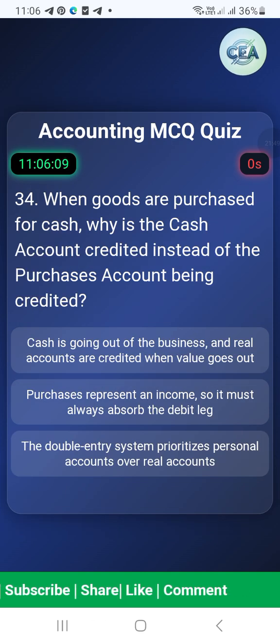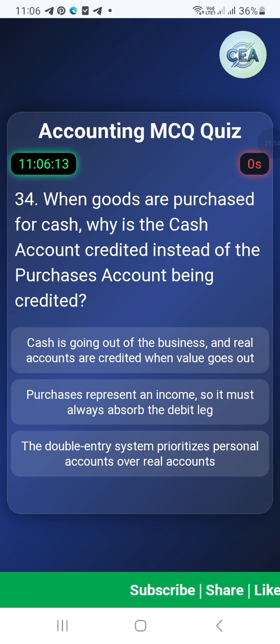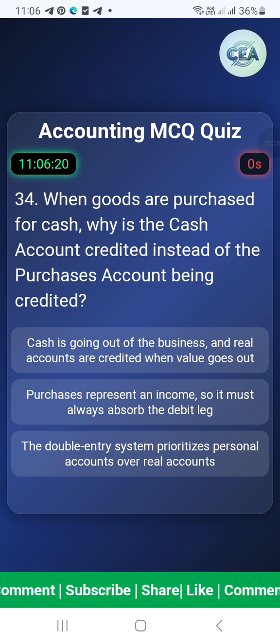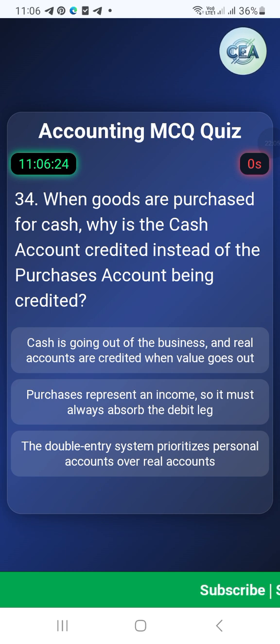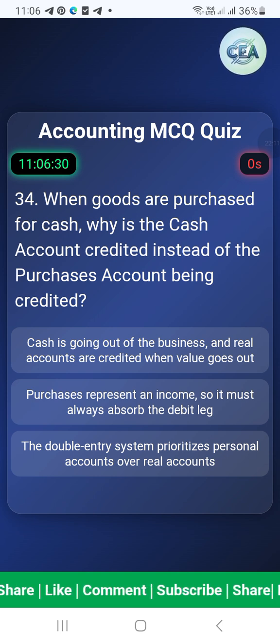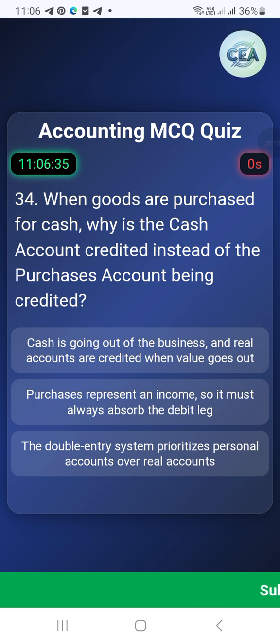34. When goods are purchased for cash, why is the cash account credited instead of the purchases account being credited? Option 1. Cash is going out of the business, and real accounts are credited when value goes out. Option 2. Purchases represent an income, so it must always absorb the debit leg. Option 3. The double entry system prioritizes personal accounts over real accounts.